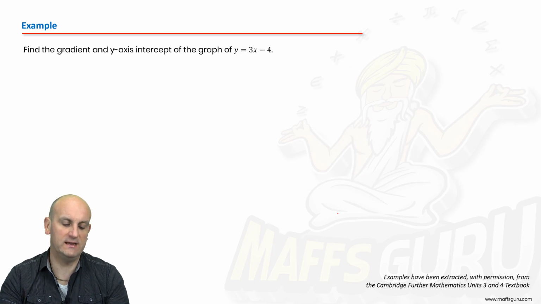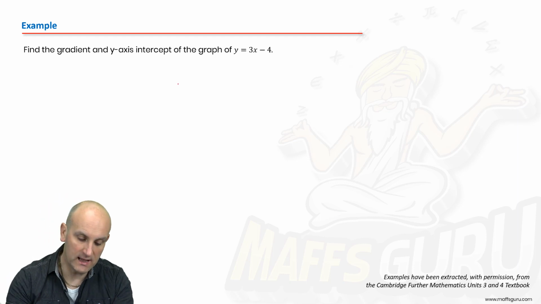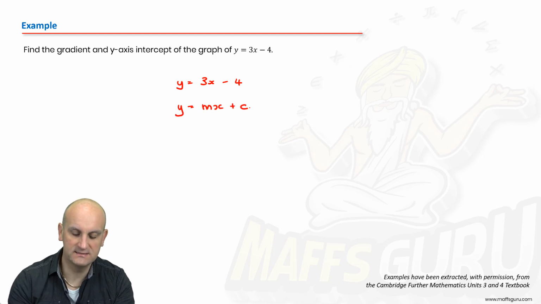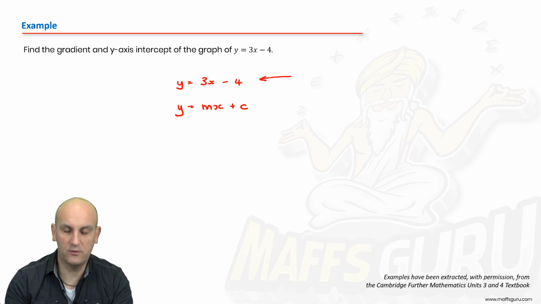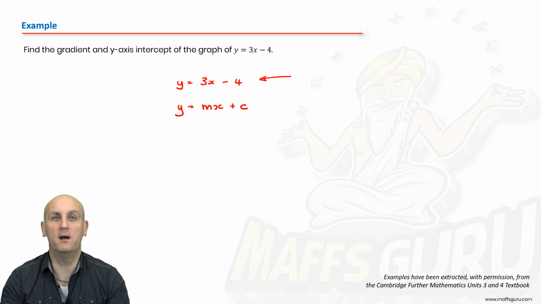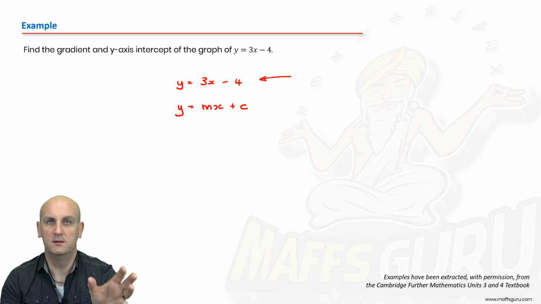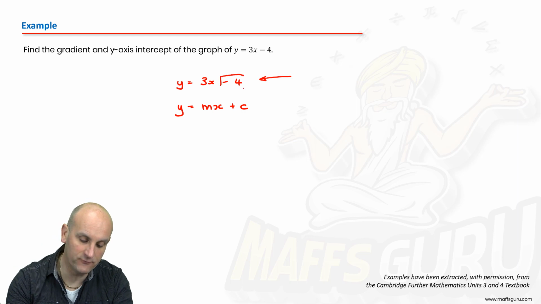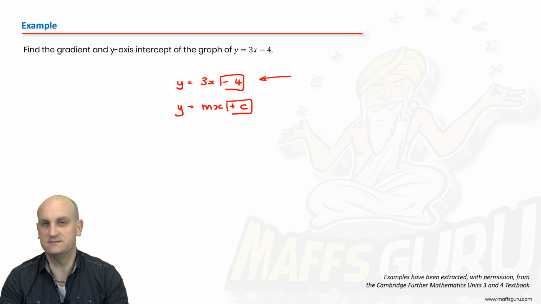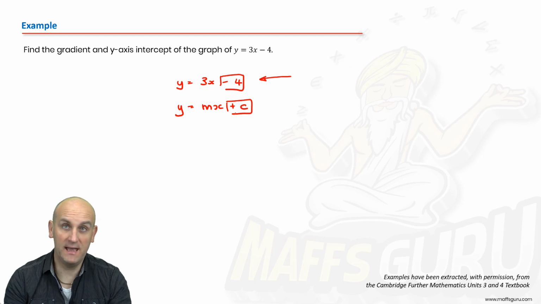So here we go. Find the gradient and y-axis intercept of the graph y equals 3x minus 4. Let's build up slowly. So we have y is equal to 3x minus 4. Let's compare this to the equation of y equals mx plus c. Now, word of warning, if this equation does not look that way, then my advice to you is transpose it, i.e. move it all around so the y is on its own, some number times x minus or plus some other number. And you'll notice here this says minus 4 and this says plus c. Doesn't matter. So let's just compare what's in place.